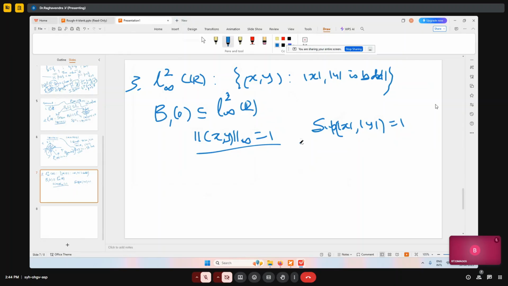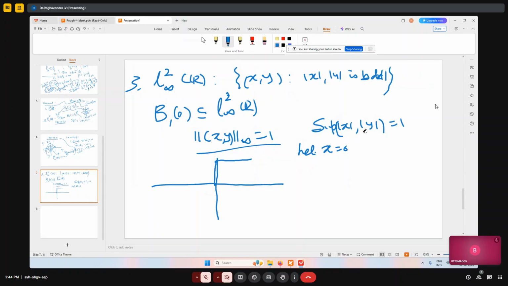Let us take x equal to 0. What is the supremum of mod y equal to 1? So when I take x equal to 0, I'm here. So mod y will be equal to 1 because this is 0. Since we are in the first quadrant, it will be just this line. Right?